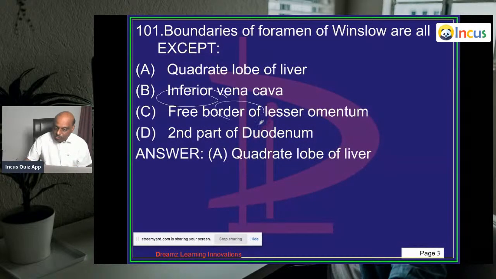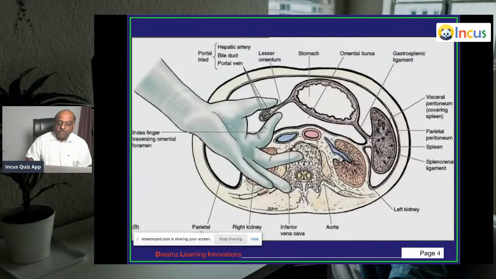Inferior vena cava, free border of lesser omentum and second part of the duodenum. So typically the foramen of Winslow is the place where you have the portal triad: hepatic artery, bile duct and portal vein. So this is the lesser omentum, this is the stomach.